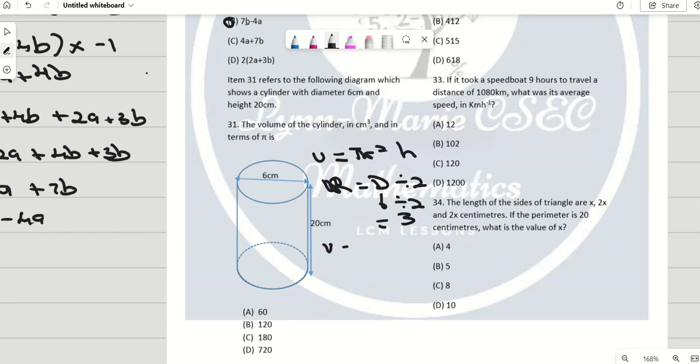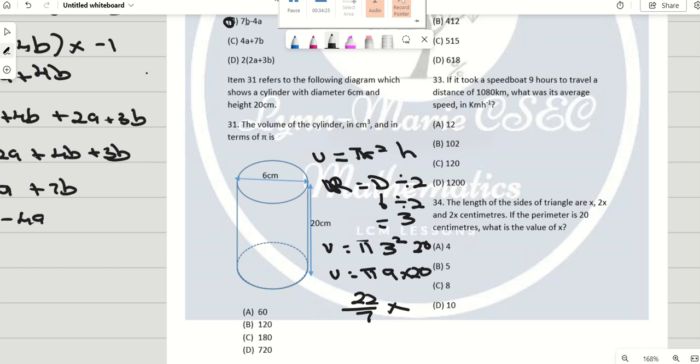So your volume is equal to pi times 3 squared times the height, which is 20. That is pi times 3 squared, which is 9, multiplied by 20. 9 times 20 is equal to... they put in 22 over 7, okay. 22 over 7 multiplied by 9 twos. 9 twos are 18, right?